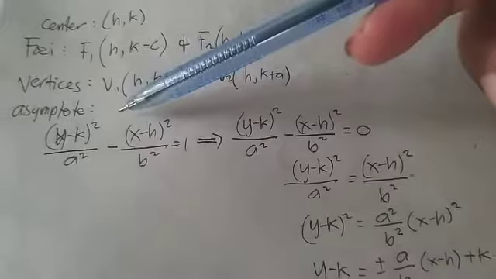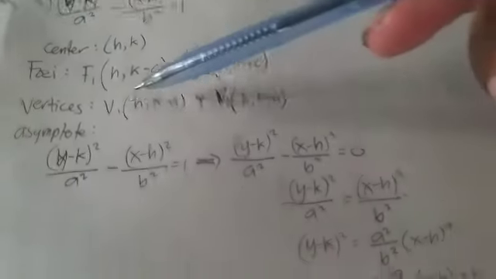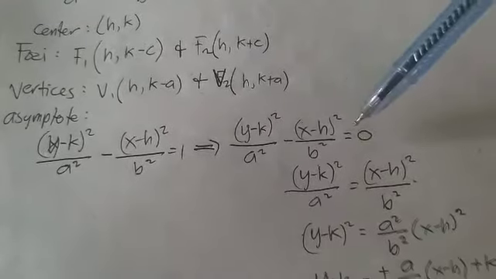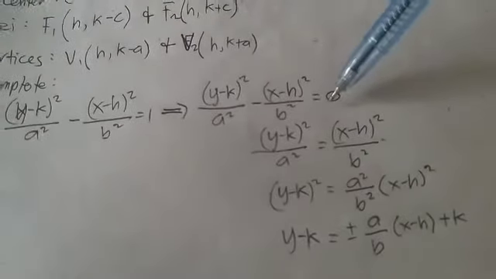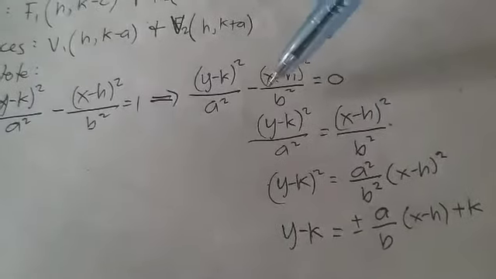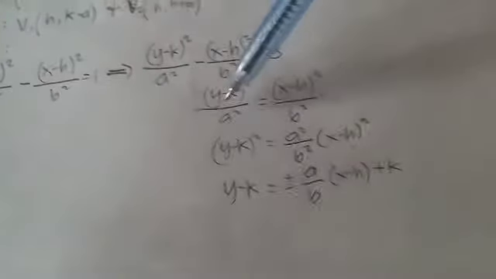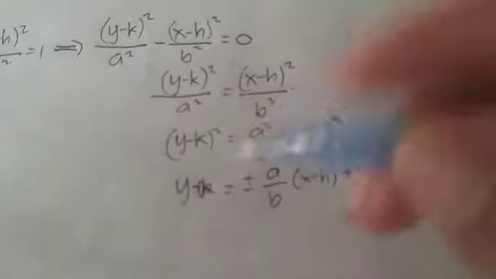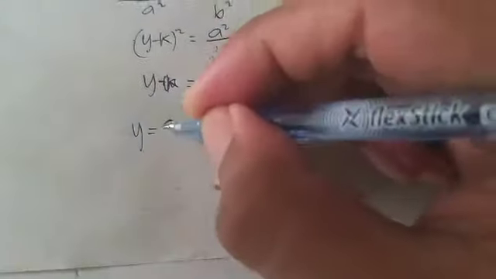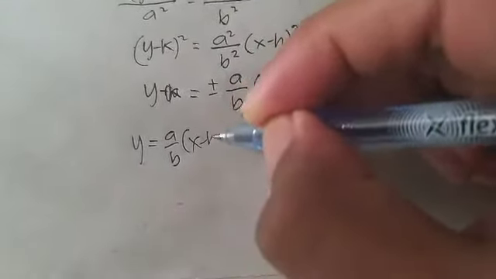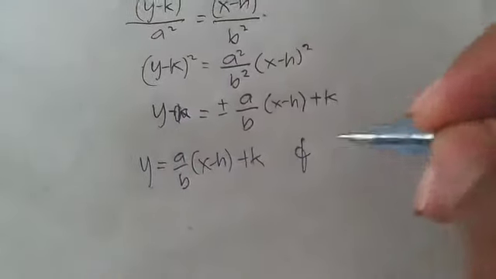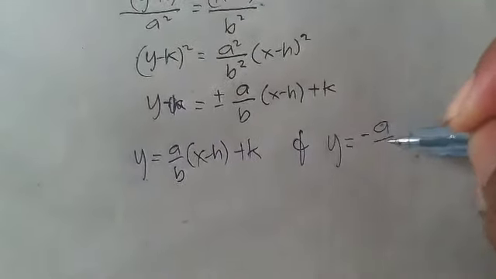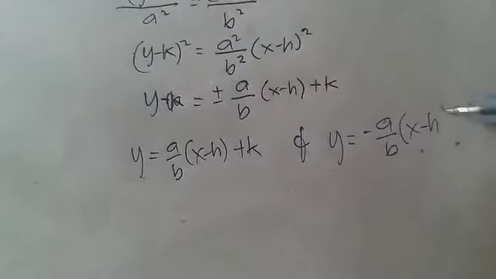So pag-abot sa asymptote, just copy the equation and ihimo na natong 0 ang 1. So that, solve for y. To solve for y, transpose, dapat mabilin si y. And ang mahitabo would be kani siya nga equation. Y equal to a over b x minus h plus k, and y equal to negative a over b x minus h plus k. So to understand this better, let's have the example.